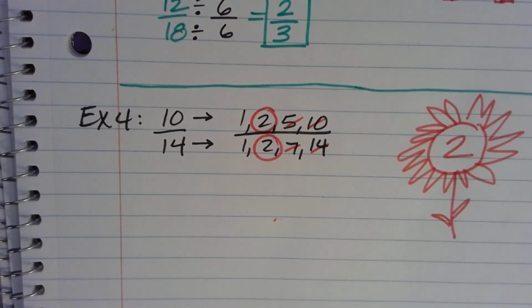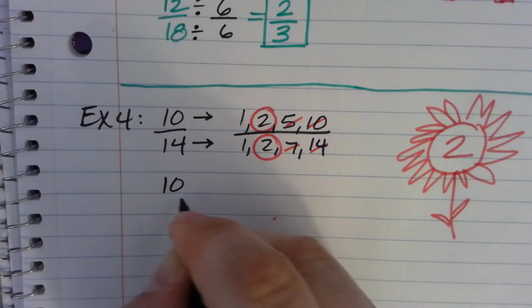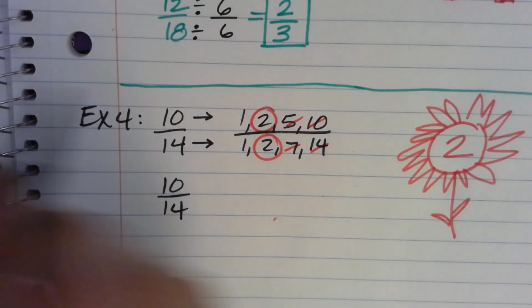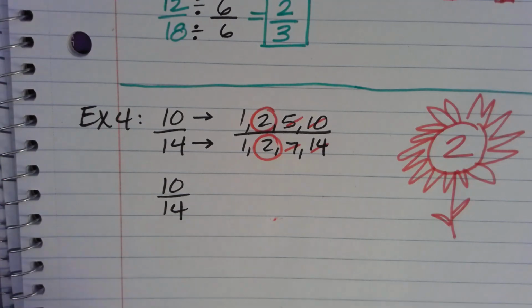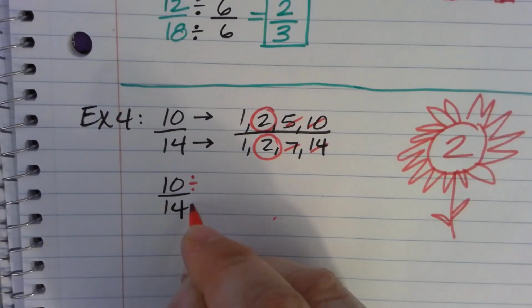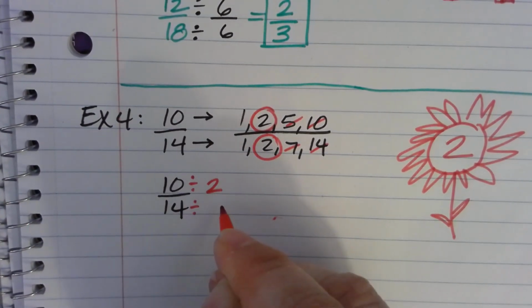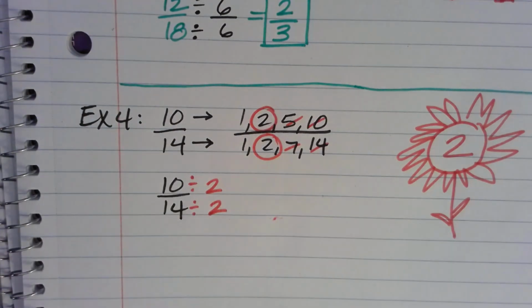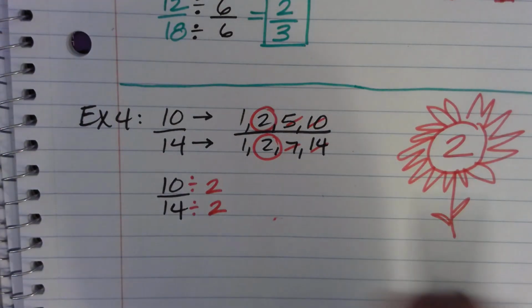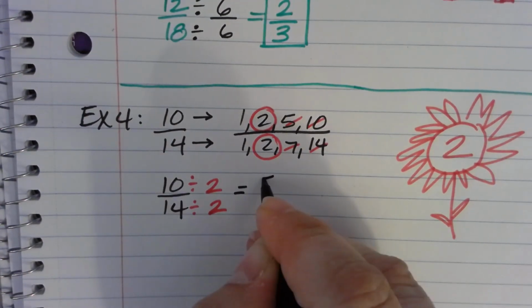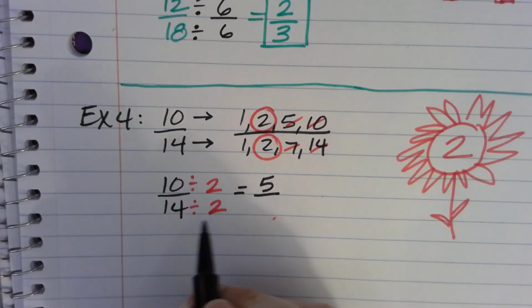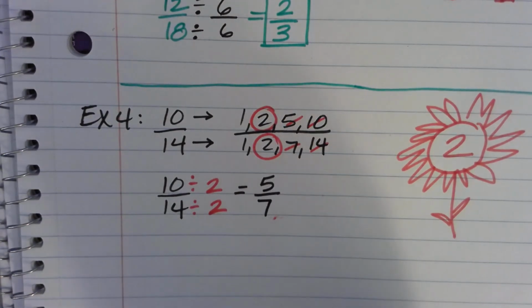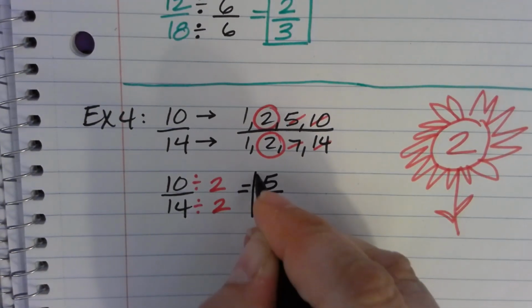Okay, so now you would have taken 10 over 14 and you would have divided, step 3, by that GCF. What I do to the top, I do to the bottom. All right, so 10 divided by 2 was 5. 14 divided by 2 is 7. Hey, I got it right.